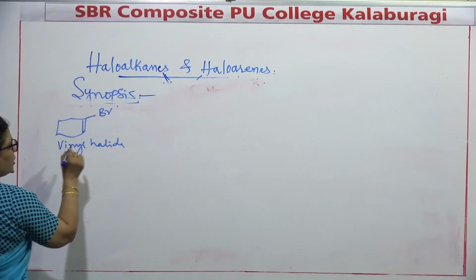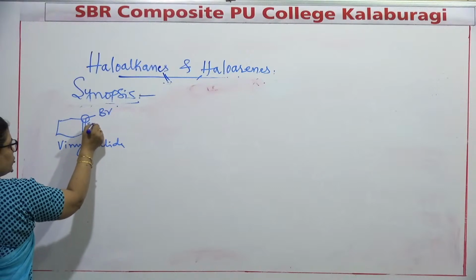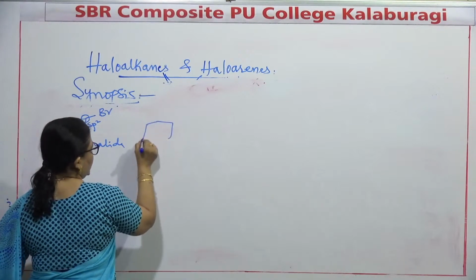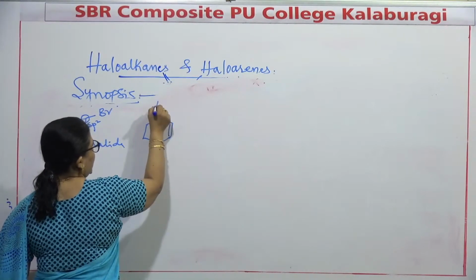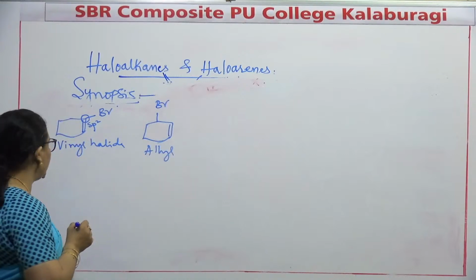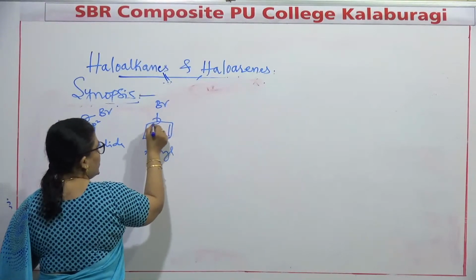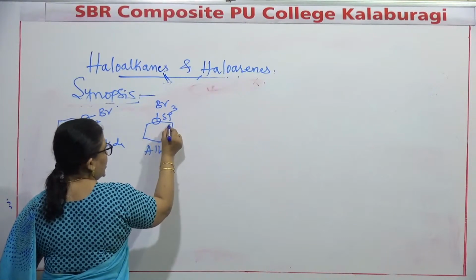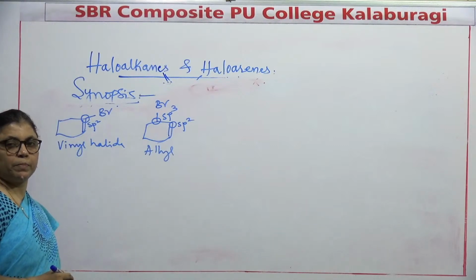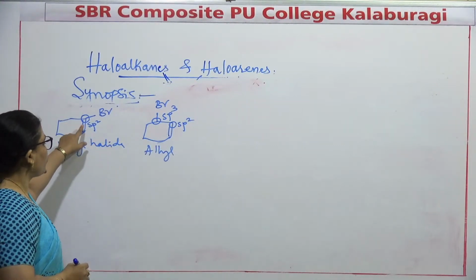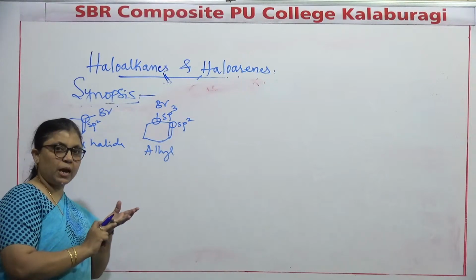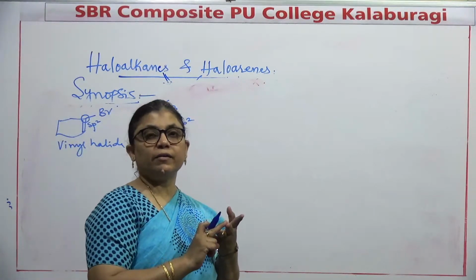Vinyl halide. Why? Because this carbon atom is sp2 hybridized. If I take, this is a double bond, and here there is a Br. This is called which type? Allyl. This is allyl because this carbon atom is sp3 hybridized and the next carbon atom is sp2 hybridized. Is it clear to you? So whenever we are dealing with a carbon containing halide, it may be sp3 hybridized, it may be sp2, it may be sp hybridized.